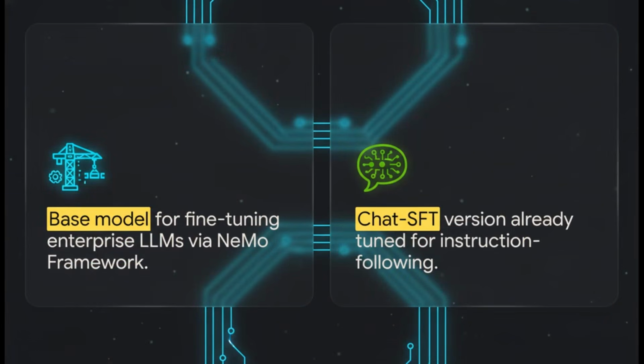Right, so this initial model actually took a fork in the road and was split into two distinct paths. Think about it. If you're a company with highly specific proprietary data, like a legal firm or a medical research lab, you'd grab the base model and fine-tune it to your exact professional needs. But on the flip side, if you just need a highly capable assistant right out of the box, the Chat SFT, or supervised fine-tuning, version was pre-trained to follow instructions and basically ready to deploy on day one.